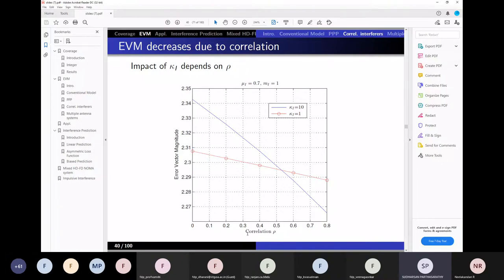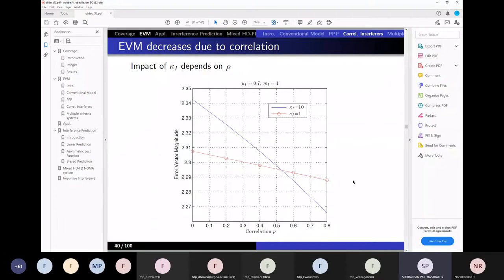Now, we have derived the EVM in terms of kappa-mu shadow fading. But I would like to actually try to understand this much more. I would like to see what happens to EVM, so what happens to error in presence of correlation when compared to the value of EVM when there's no correlation. So whether because of correlation, your EVM decreases or increases. That's what I want to find analytically. So for that, I'm going to use the Nakagami fading, because it is much easier to do the mathematical analysis with Nakagami fading.